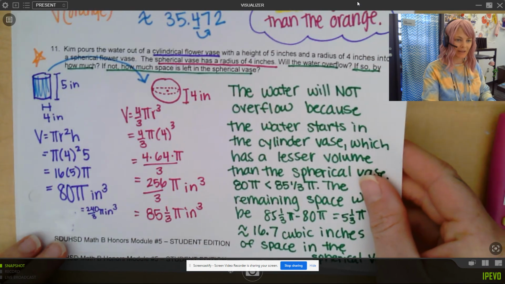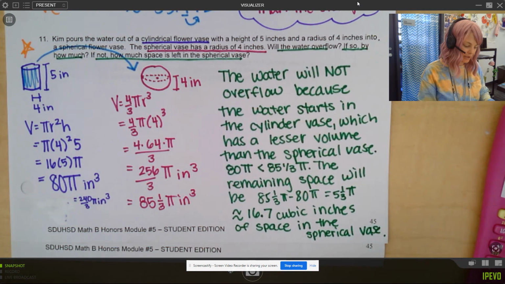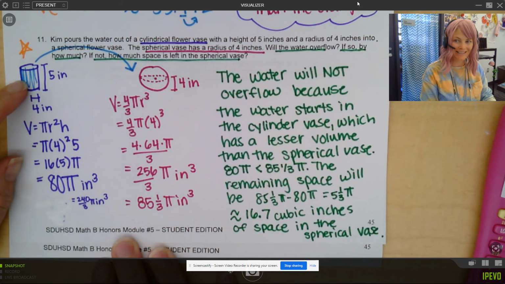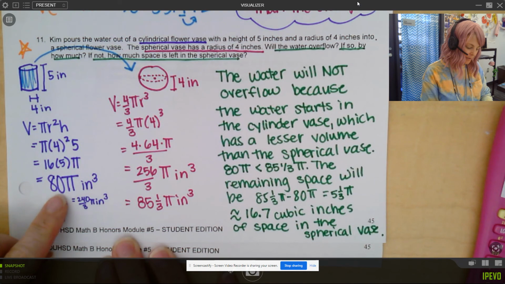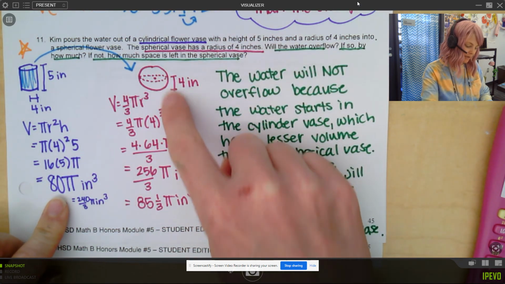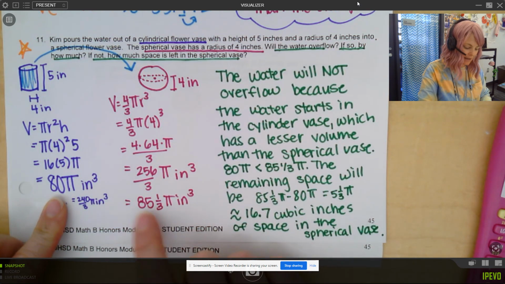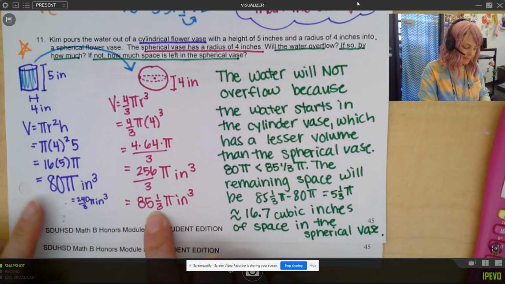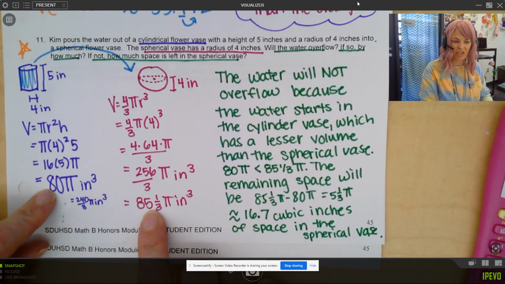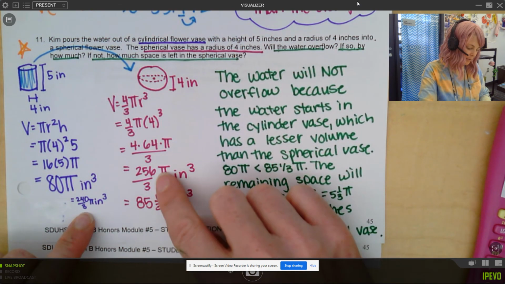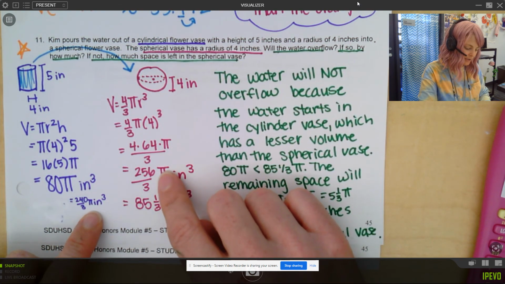Okay, number 11. So when I calculated the volume of my two vases, my cylindrical vase, we ended up with 800 pi cubic inches. And my spherical vase, we get 256 thirds pi cubic inches, which is 85 and a third pi cubic inches. So you could rewrite them as mixed numbers to compare which one's bigger, or you could rewrite them both as thirds. So 240 thirds, 256 thirds pi cubic inches.